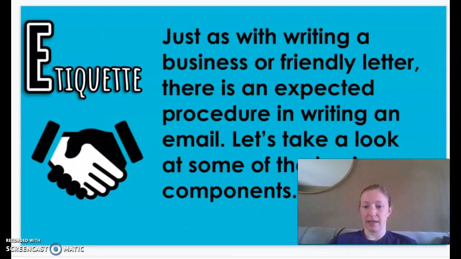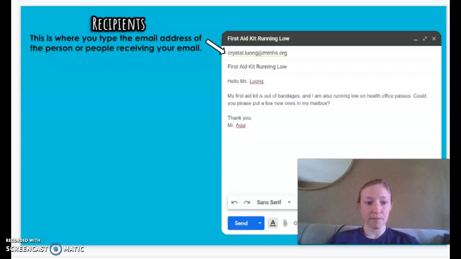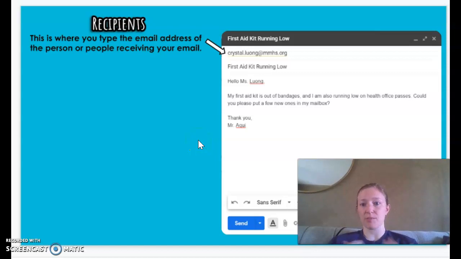First thing, etiquette. Etiquette just means your manners, what is kind and what is expected of you, okay? So it says, just as with writing a business or friendly letter, there is an expected procedure in writing an email. Let's take a look at some of the basic components of writing an email. 1. You're going to have your recipients, okay? This is where you type the email address of the person or the people receiving your email. Okay, so if you're sending an email to me, here's where you would type my email address.